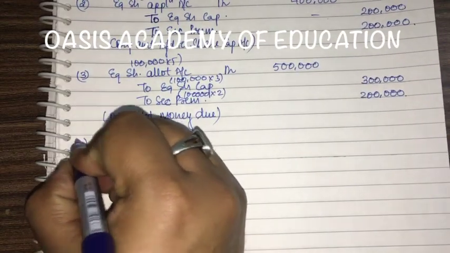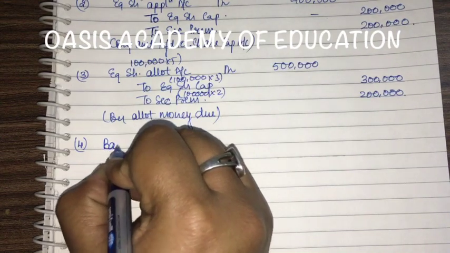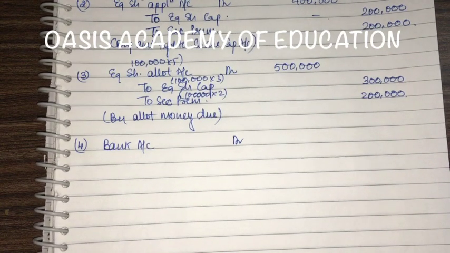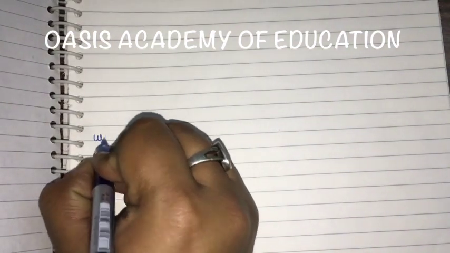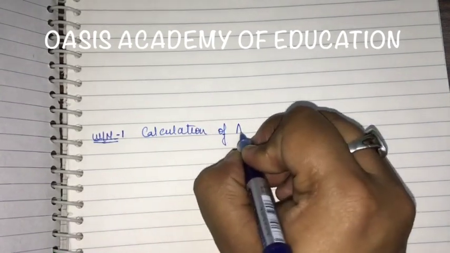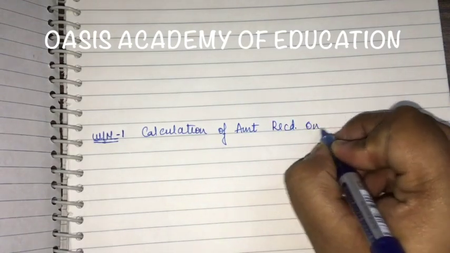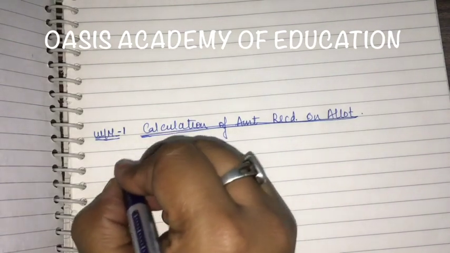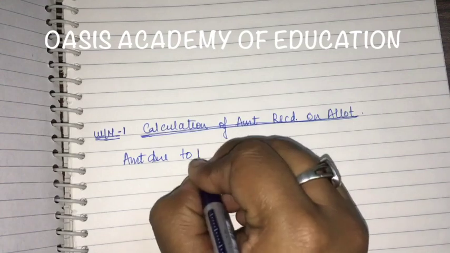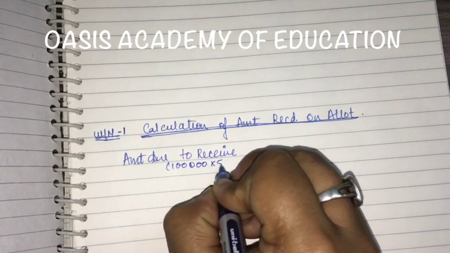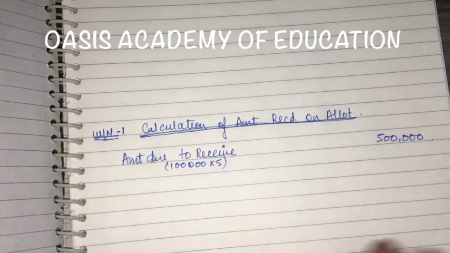Now we are moving on to the fourth entry, that is bank account debit, the amount to be received. Right now I am not writing the entry because since there has been a lot of work to be done in this particular entry, so I will first prepare the working note for it. So here I am preparing the first working note for this question, that is calculation of amount received on allotment. Amount due to receive is the same that we have just calculated, 1 lakh into 5, that is 5 lakh rupees. This is what we were supposed to receive.